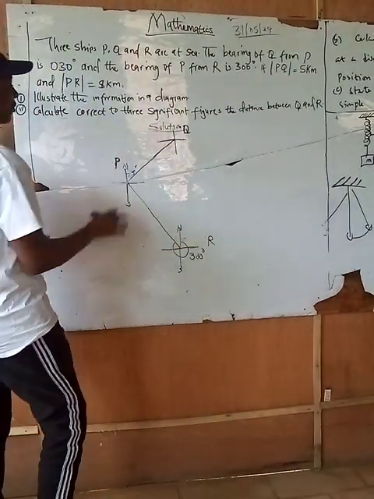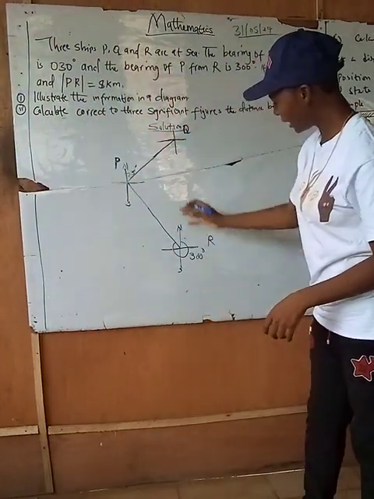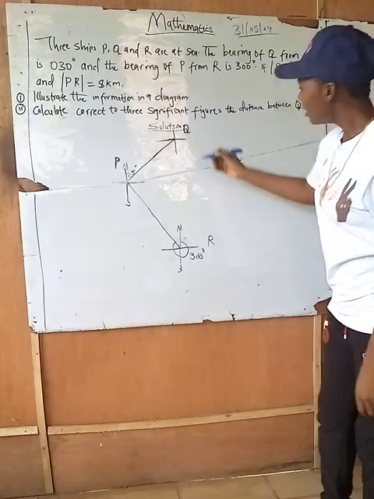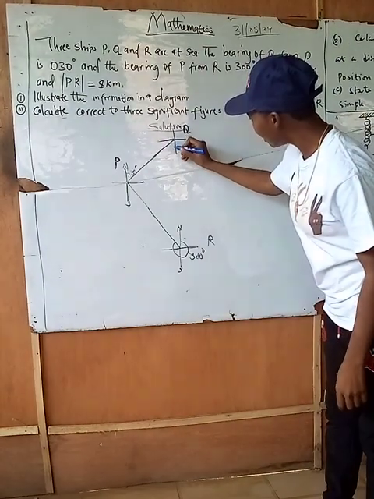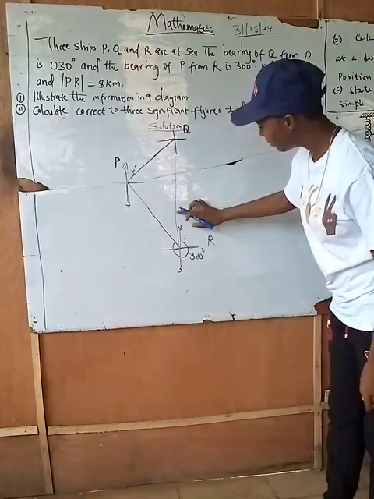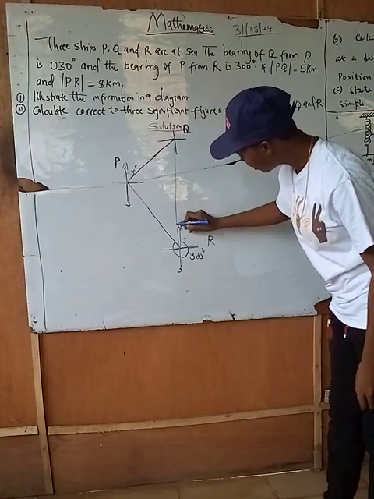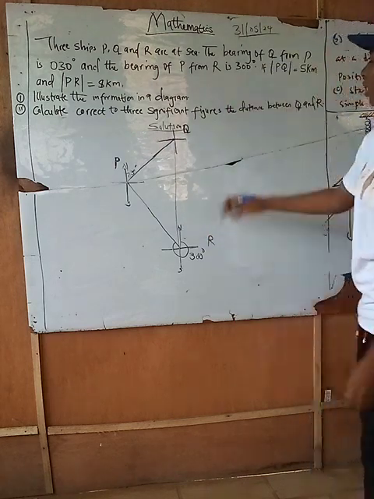Okay. So now we've located our bearing. Let's join this point and this point to have our correct triangle.